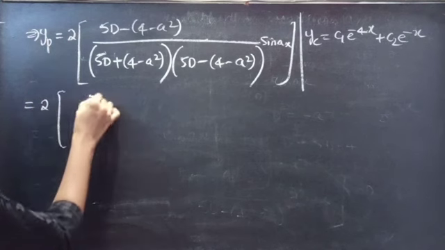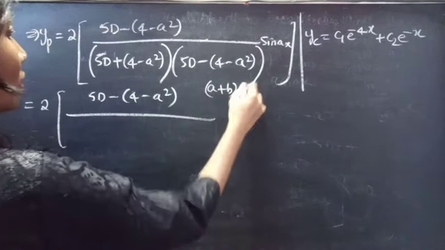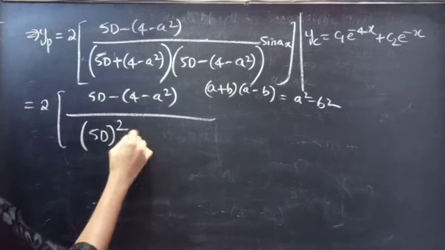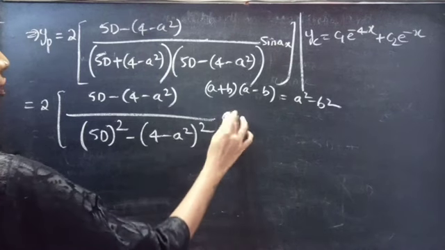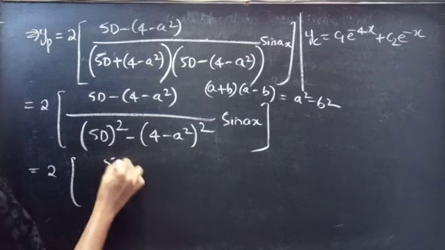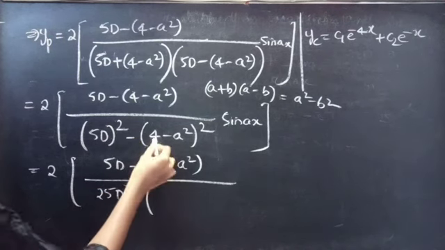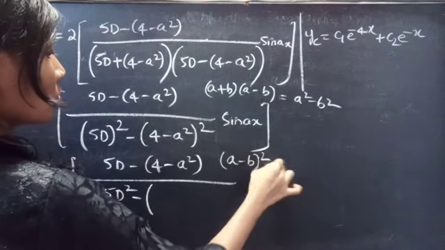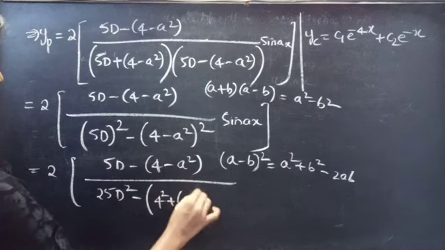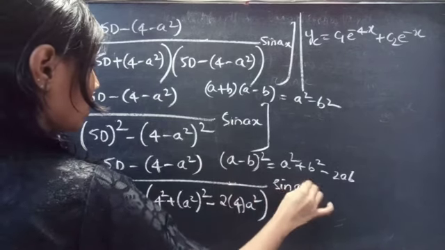This becomes 2 into 5D minus 4 minus a squared, by this a plus b into a minus b form, right? So we can write the denominator in a squared minus b squared form. We'll get (5D) whole squared minus (4 minus a squared) whole squared, into sine ax. This becomes 2 into 5D minus of 4 minus a squared, by 5D whole squared is 25 into D squared minus (a minus b) whole squared. Again, we can expand this using the (a minus b) whole squared formula, a squared plus b squared minus 2ab. We'll get 4 squared plus (a squared) whole squared minus 2 into 4 into a squared, into sine ax.